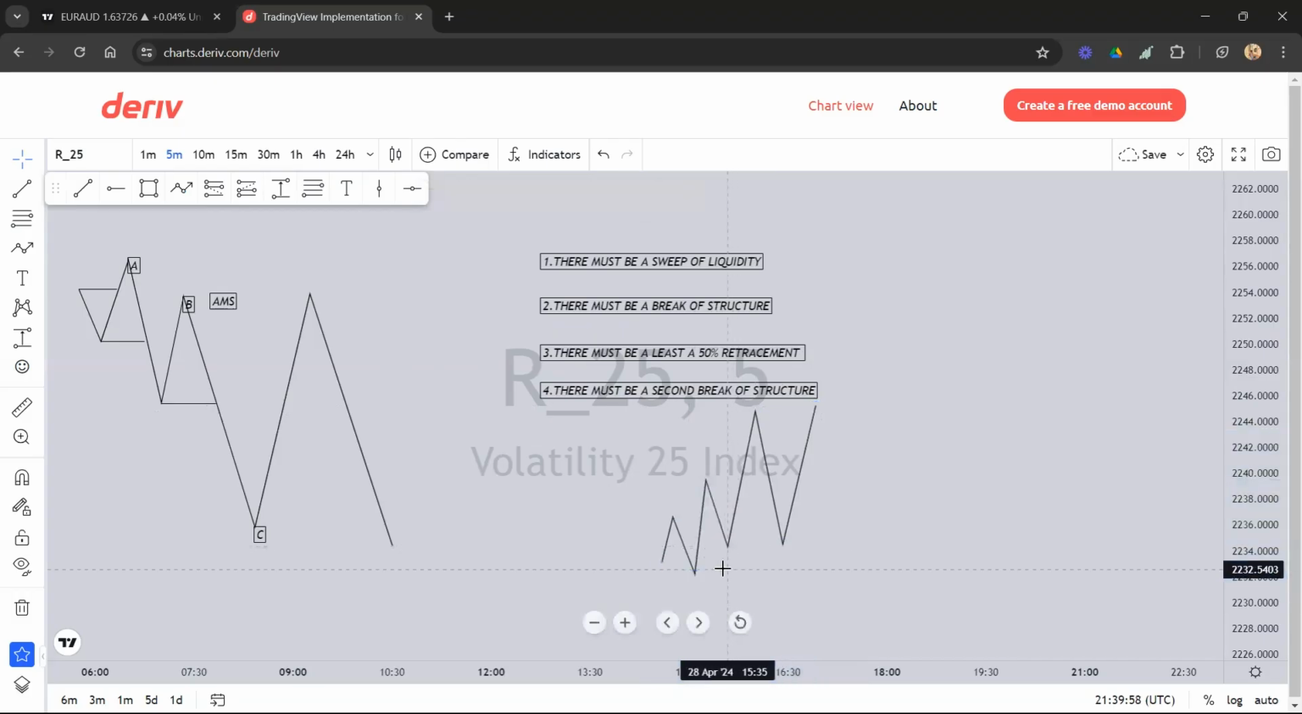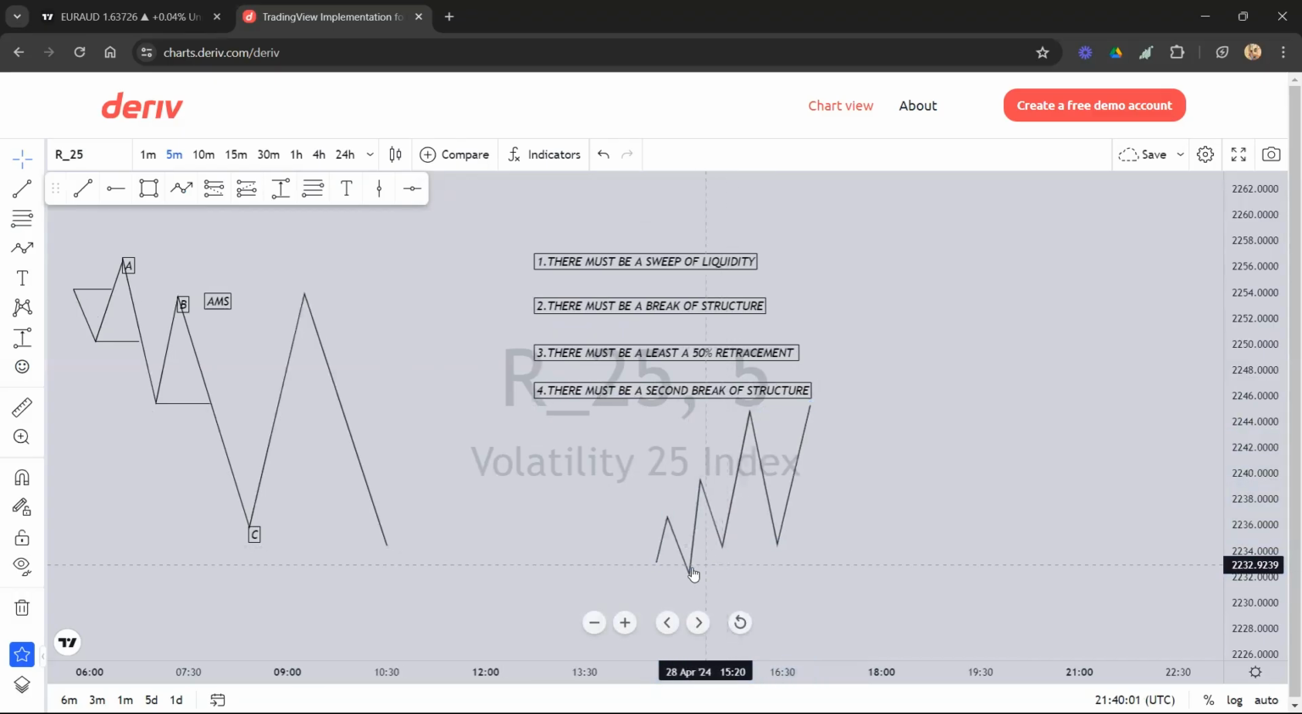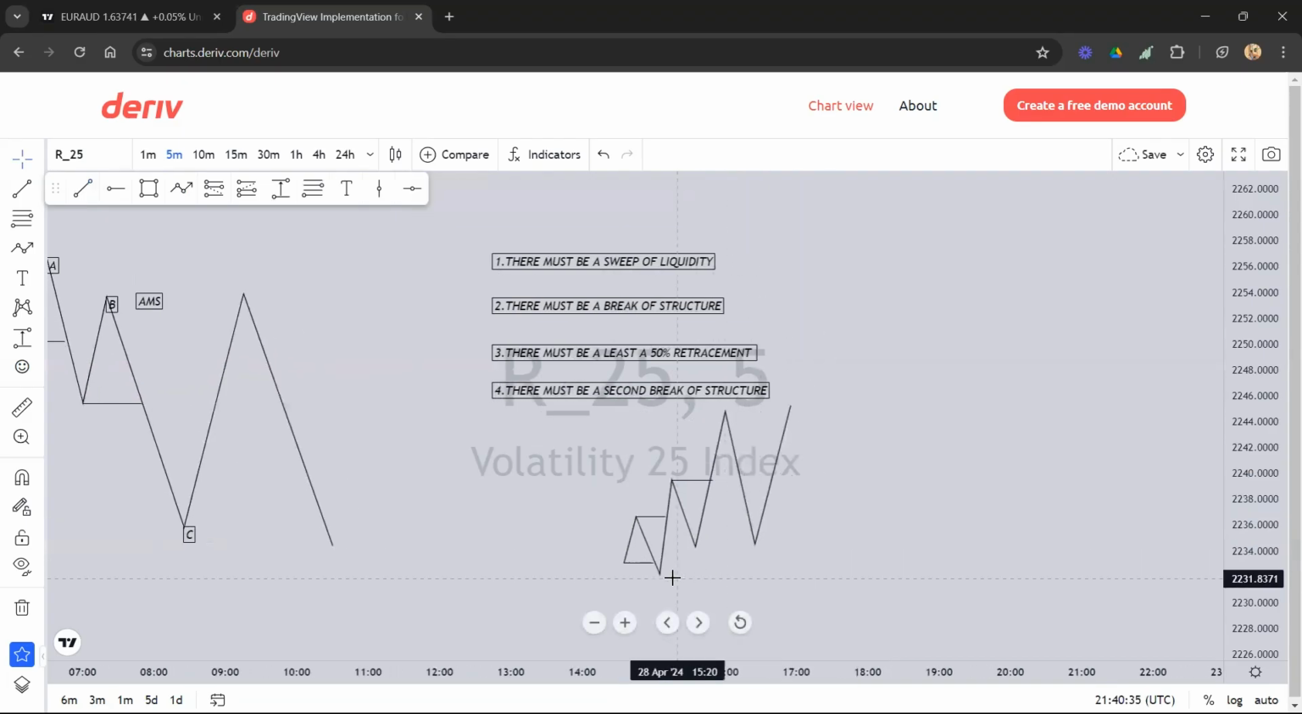Once you train your eyes to see this in the market, you are good to go. Once you train your eyes to see both the AMS and the BMS, you are good to go. You've learned the cheat for breaking the financial market. You've been seeing how I've been flipping accounts. Sharp, sharp, sharp.